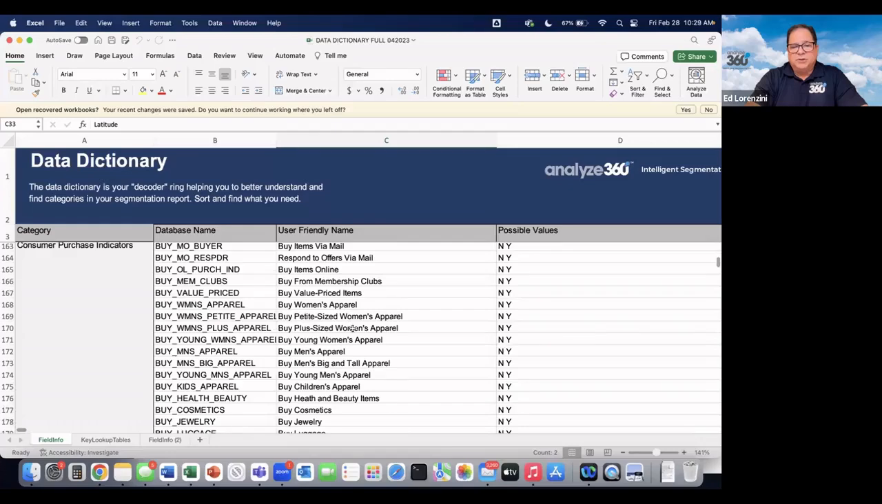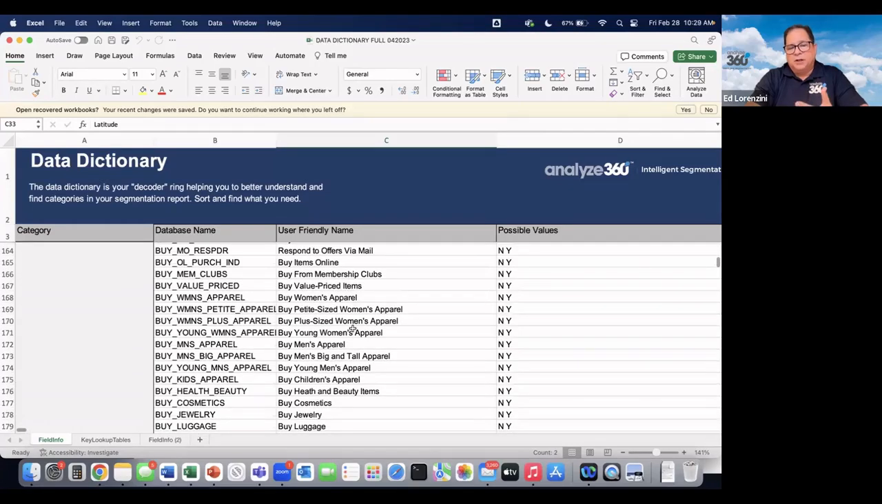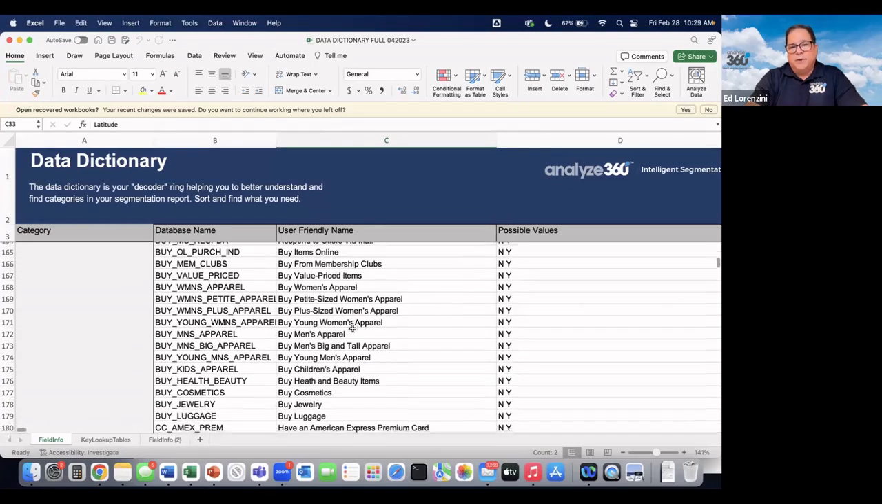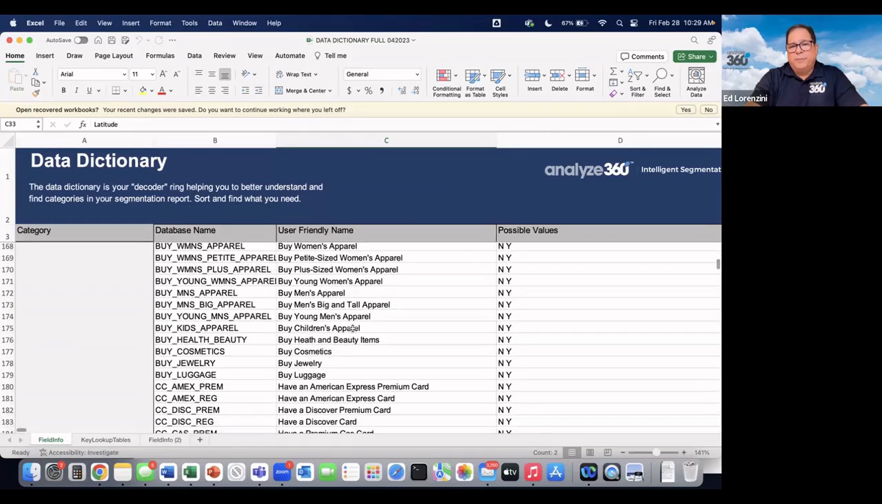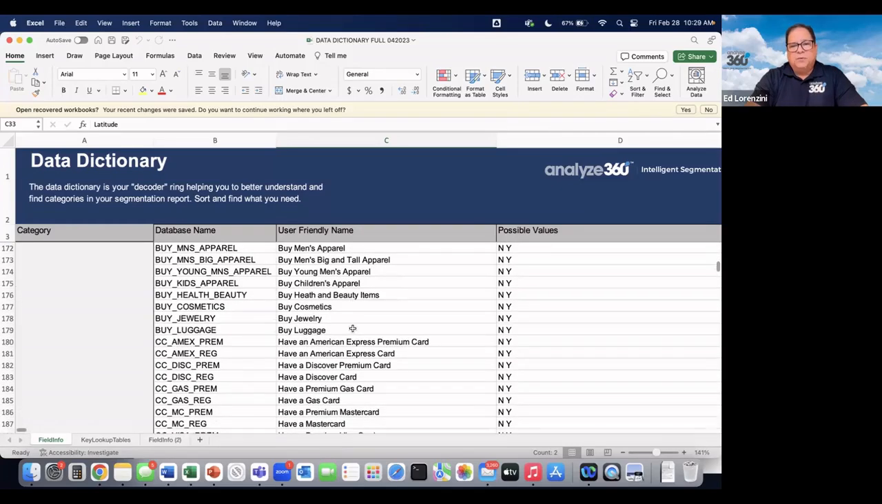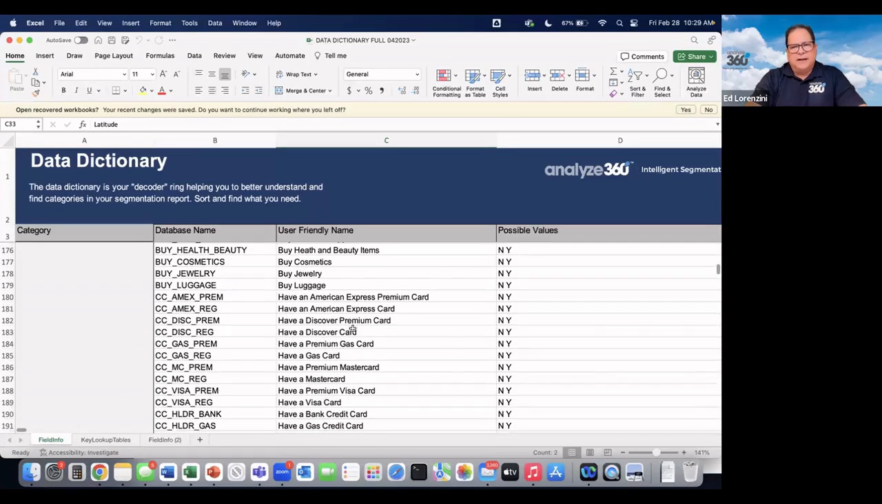We have a lot of information on consumer purchases. Are you buying items online? Are you buying them through the mail, through club memberships? Are you buying apparel? If it's apparel, is it women's apparel? If it's women's apparel, is it plus size clothes or petite size clothes? We don't get to know point of sale data. Nobody gets to have all the point of sale data, but we do get to know one level above that. For example, is someone in the habit of buying fishing equipment at value price stores? We get to know that.